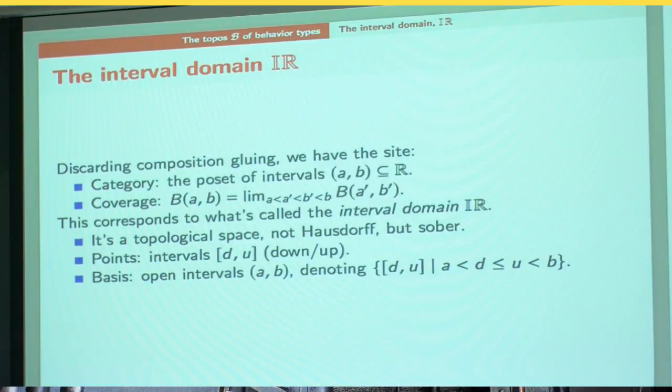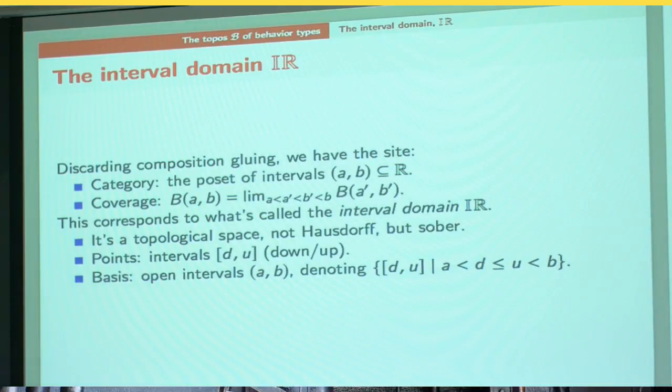The points of the interval domain are intervals, [d, u], with d for down and u for up. That's a point. This is a point, this is a point, that's a point. And an open set is an open interval (a, b), just like before, but now what points are in it? Well, all closed intervals inside of (a, b). So that's the interval domain.